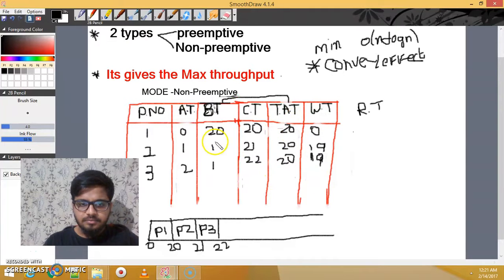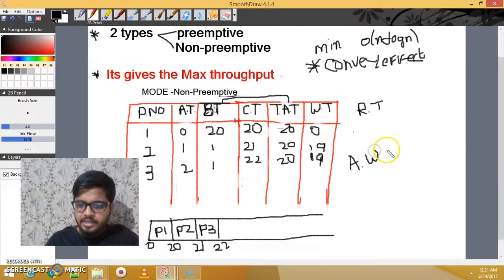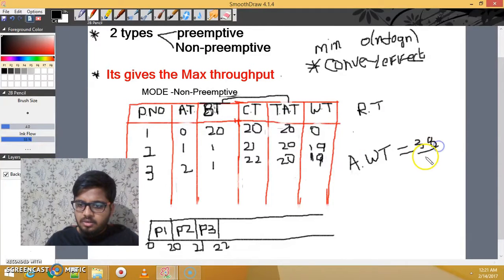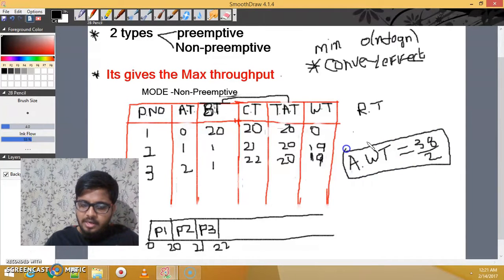Now I will calculate the average waiting time. The average waiting time is equal to 19 plus 19, which is 38, divided by 2. Okay, average waiting time. Let me change the arrival times to see what output we get, so that you can understand what the Convoy effect is in SJF.